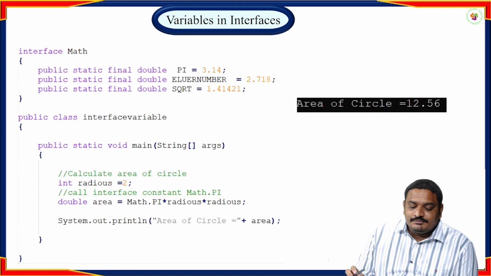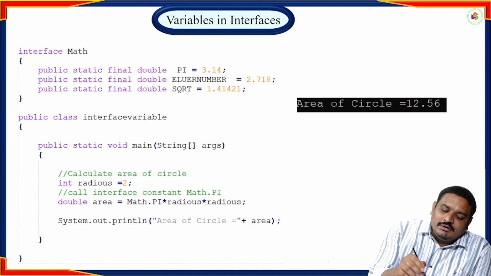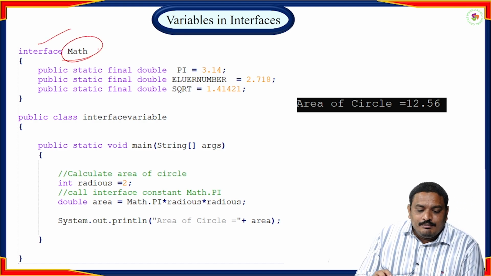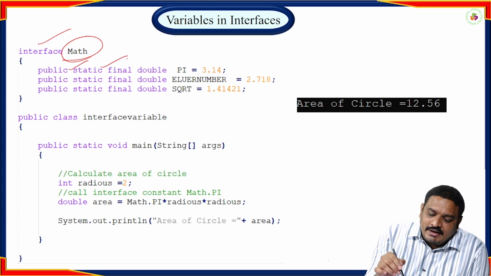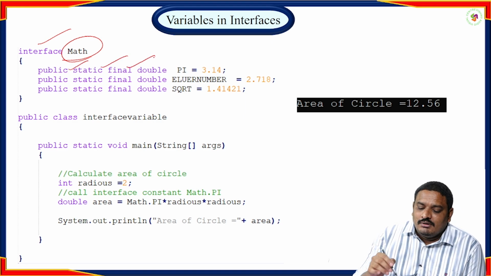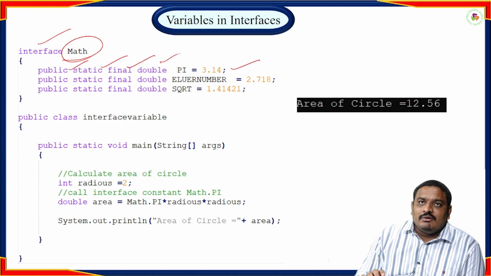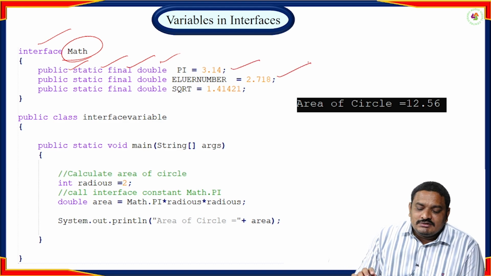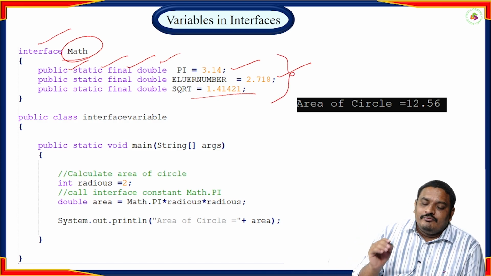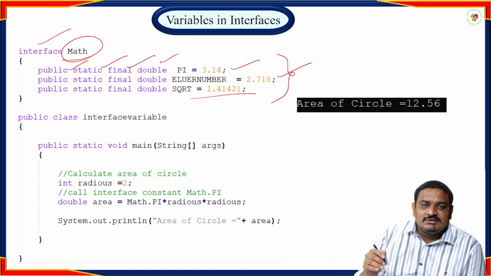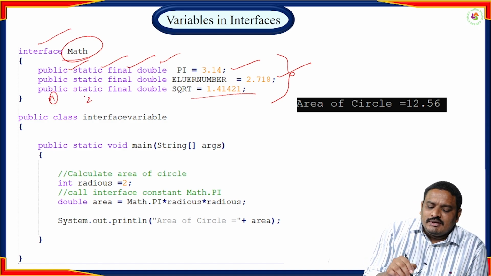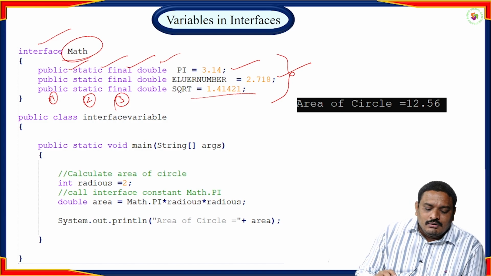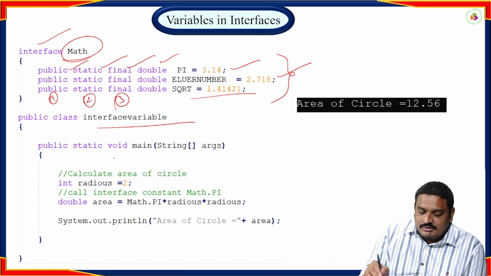See this one example. Here the interface name is MathematicalInterface. Now we are assigning the public, static, final keywords. PI value is 3.14, e value is 2.718, square root value is 3. These three are the variables. If you are not assigning them, the system will automatically take these keywords: first keyword, second, third keyword. This is the main class. This is the main method.